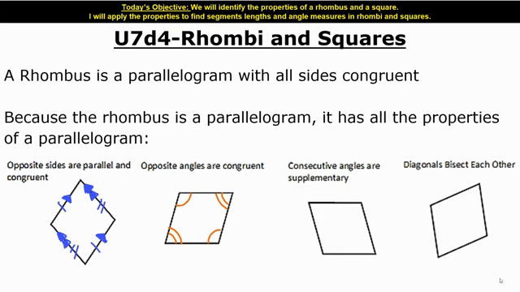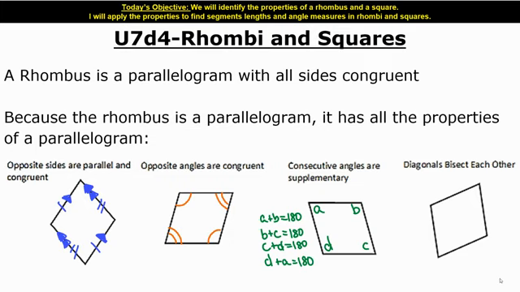For the third one, consecutive angles are supplementary. There are two different approaches you could take. You could remind yourself that on each side, the two angles will add to 180 degrees. Or you could give each angle a variable and remind yourself that A plus B, the two angles at the top, add to 180. B plus C, the two angles on the right, add to 180. C plus D, the two angles on the bottom, add to 180. And D plus A, the two angles on the left, add to 180. Both options are just as good.